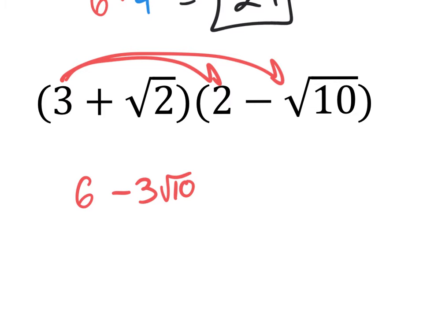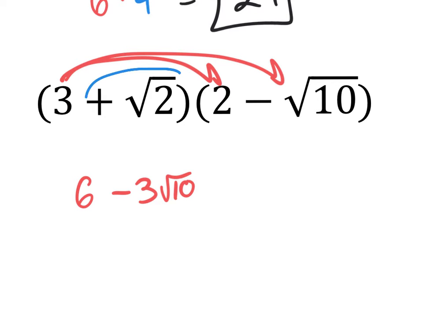So again, it's like if I had 3 plus x times 2 minus x, what would you do? You would distribute the 3. That's what we're doing here. 3 times 2 is 6. 3 times negative, imagine if it were an x. 3 times negative x is negative 3x. There it is, negative 3x. But instead of x, I have the square root of 10. Okay? Now let's distribute the radical.